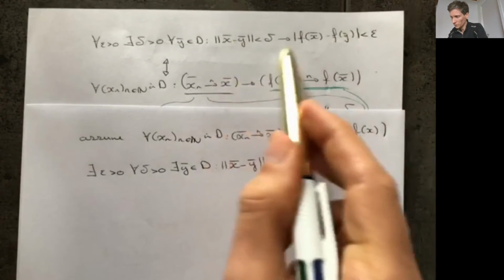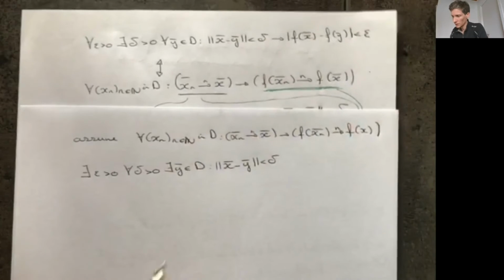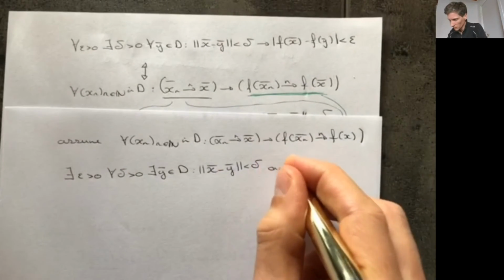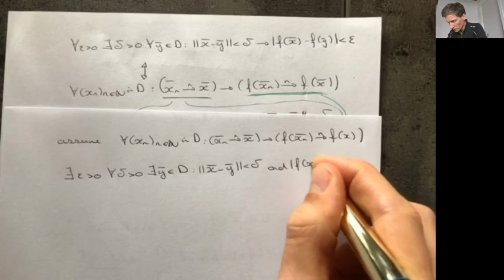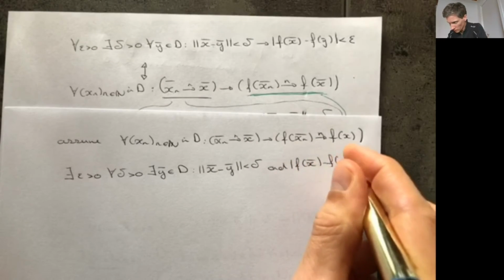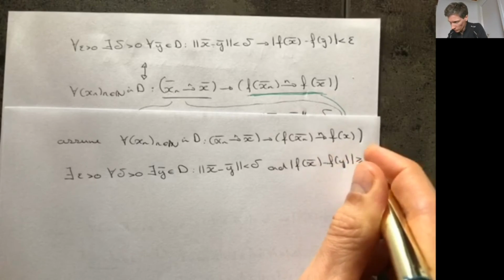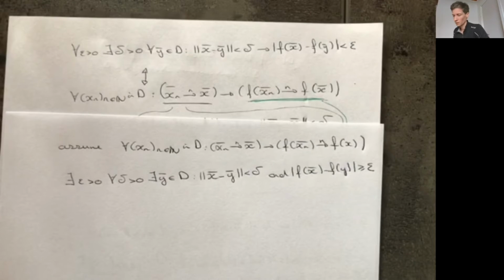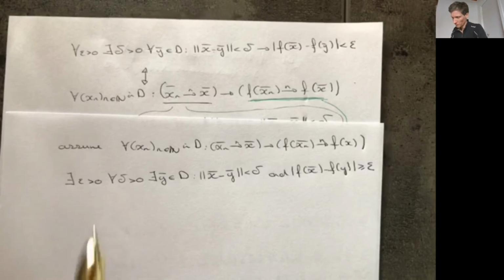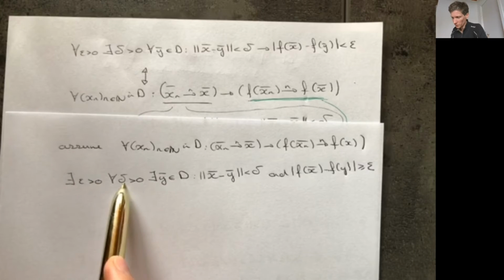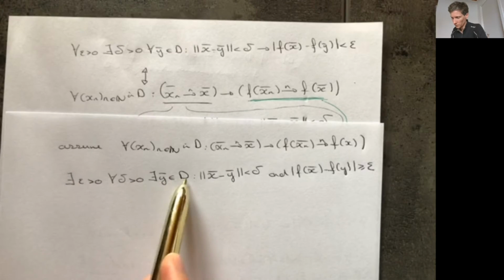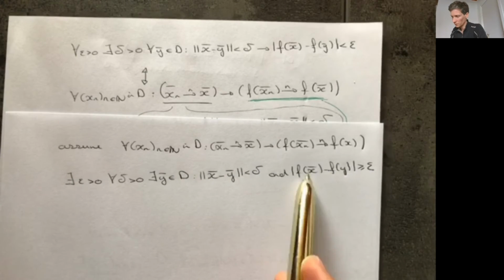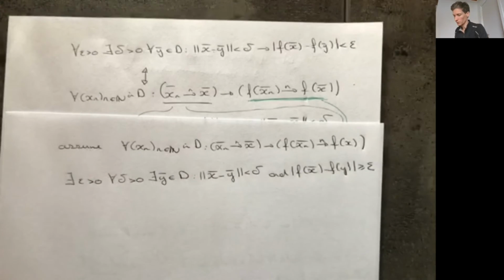Alright, so we have to negate this implication, p implies q. So if you negate this, then you have p and not q, so, and f x minus f y is greater or equal to epsilon. Okay, so this is a good exercise in terms of negating formulas. So we know that there exists an epsilon such that for all delta, there exists a y in the domain, such that the distance between x and y is smaller than delta, but the difference between the function values is greater or equal to epsilon.